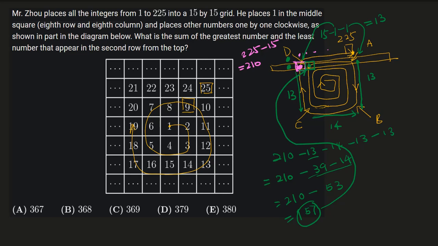Good. So now we've found the smallest number and the largest number. The question is the sum of the largest and smallest. Then our final answer is 210 plus 157, which equals 367. Therefore, our choice is A.